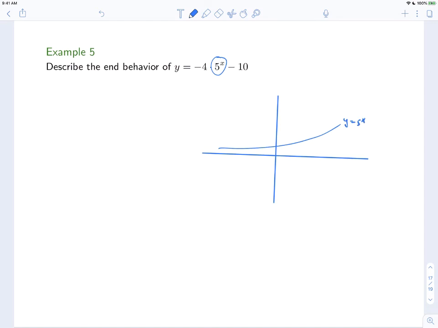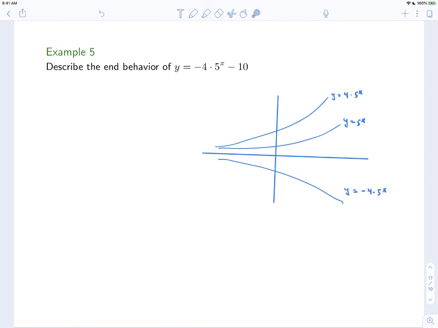The next thing you do is you multiply it by 4, which is going to just increase everything a little bit. So it's going to be more like this. And then we reflect it. So we take this curve and we reflect it. So it's going to be something like this, or maybe a little bit bigger, so something like that. y equals minus 4 times 5 to the x.